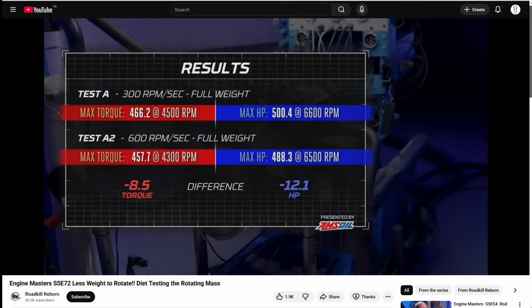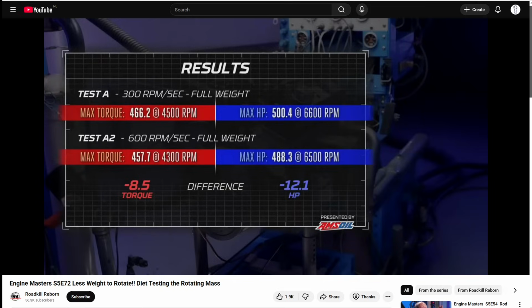So they have basically the same engine, but they do a couple of tests with a heavy flywheel and heavy rotating parts, and then they take all the heavy parts off and replace them with as lightweight as possible, and they run the tests again. So we see the effect that a lighter rotating mass gives you a bit more power.